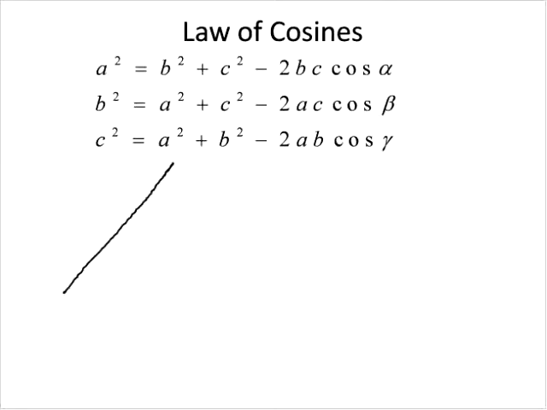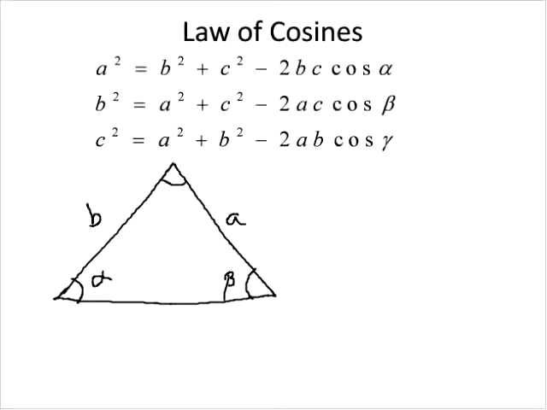So let's say I have a little triangle here. I'll label this angle alpha, which means that the side opposite it is A. I'll label this angle beta, so the side opposite there is B, and I'll label this angle gamma, so the side opposite that is C.